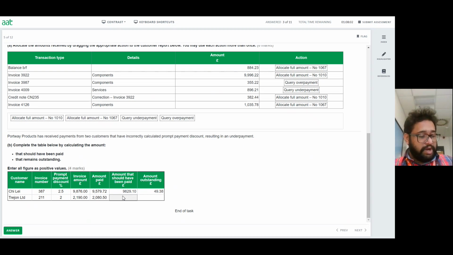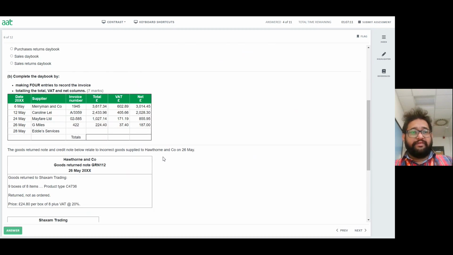Let's look at the next one, 2,190. And if you calculate the 98%, it is coming to 2146.20. This is what they should have paid, but they paid 2,080 pounds and 50 pence, meaning it is a 65 pounds and 70 pence underpayment. So here, 65 pounds dot 70 pence underpayment, and we need to request those 2 customers, Treon Limited and Chailai, to send additional payments to consolidate their outstanding balances.